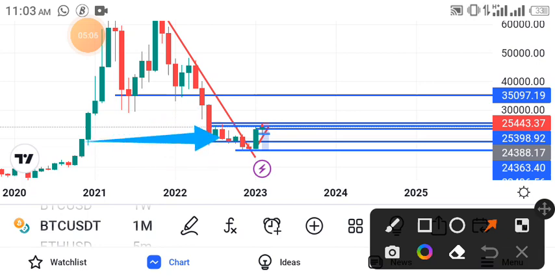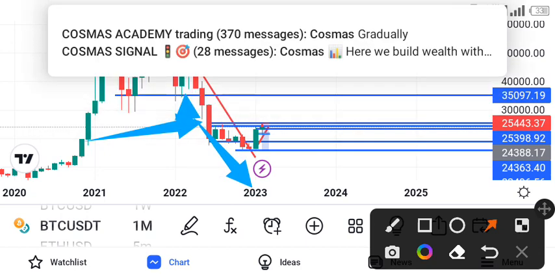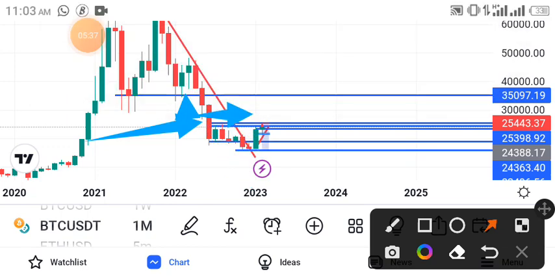Then it came back again and retested the low, this essential low. It came back and retested it, which is the higher high, higher low, higher high, higher low, higher high, and higher low. So now the higher low is going back to retest the previous higher high, which is giving us a double top. This top, one, and this top, two.